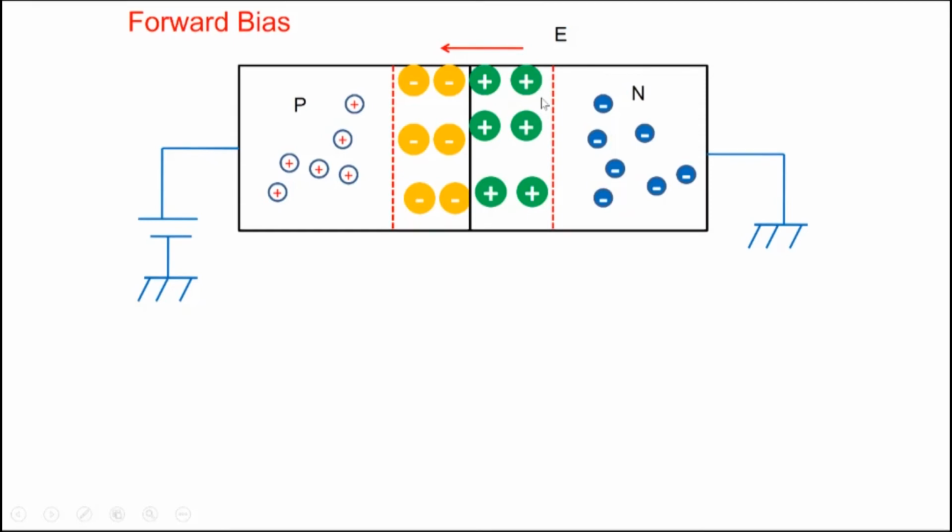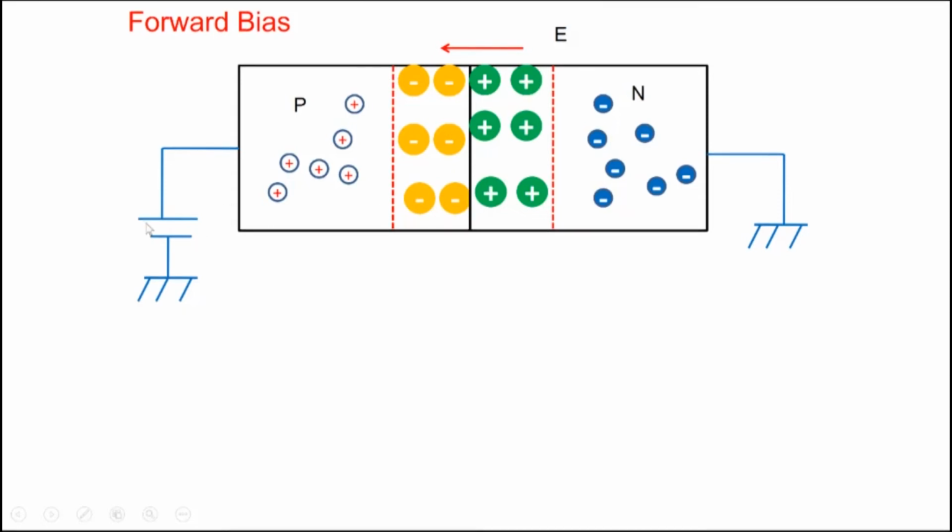And now the equilibrium has been disturbed. Earlier, the diffusion tendency was balanced by the electric field. Now the diffusion tendency is still there. The holes would like to diffuse, but you have reduced the electric field. So the balance is disturbed and current starts to flow.